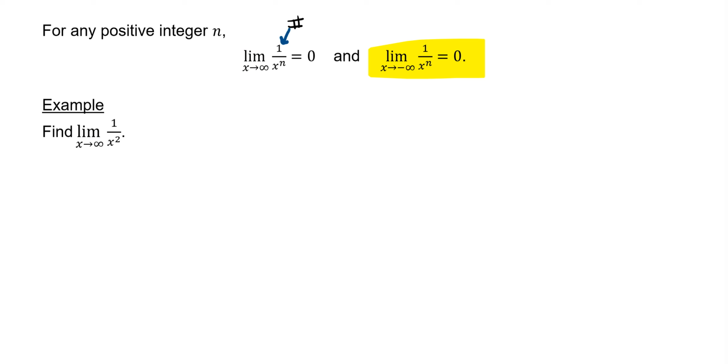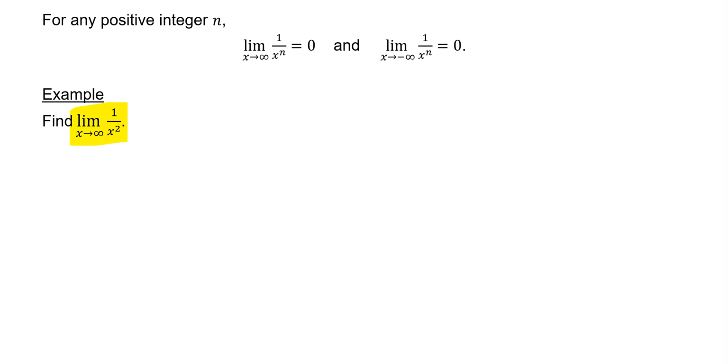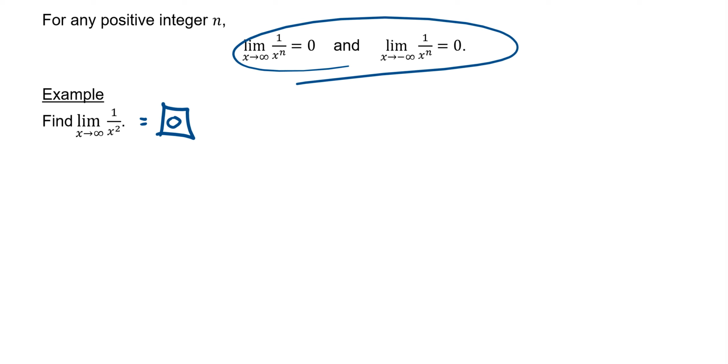It doesn't have to be 1 in the numerator. It could be any number, and it's still going to be 0. So if you think about why this is, let's just see this example: the limit as x approaches infinity of 1 over x squared. Based on this definition, since 2 is a positive number, we know the limit as x approaches infinity of 1 over x squared is just going to be 0. So piece of cake, right? As long as you remember this, that is a piece of cake.